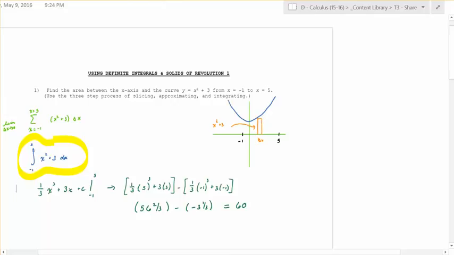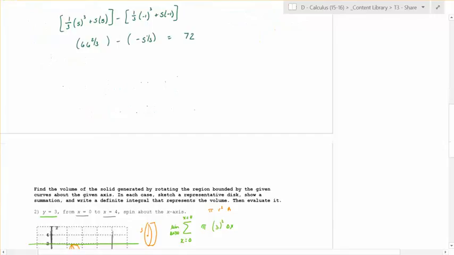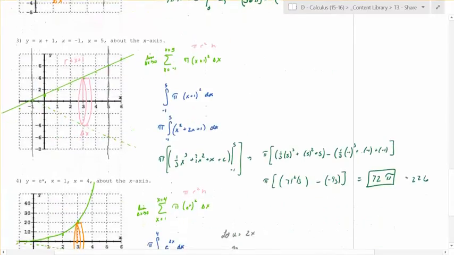It's just doing it by hand. That's it. This is just the area, so it's two-dimensional. You're not doing volume. Volume is later when you start rotating, like in that one or 3, 4, 5.